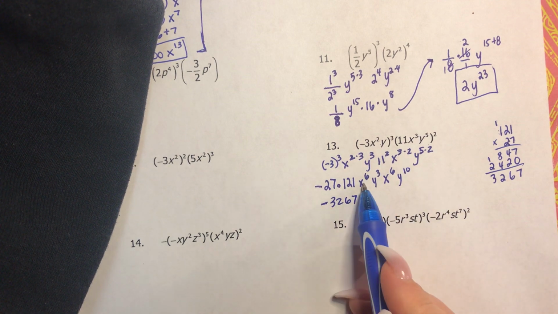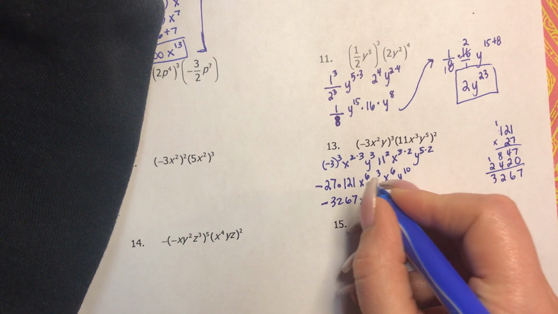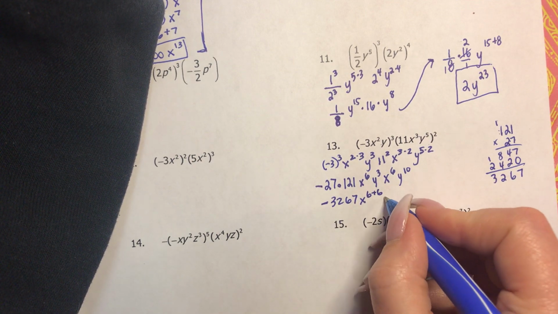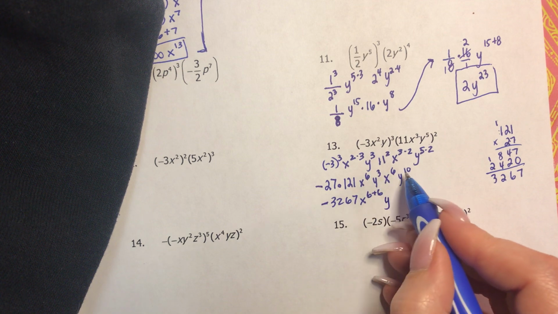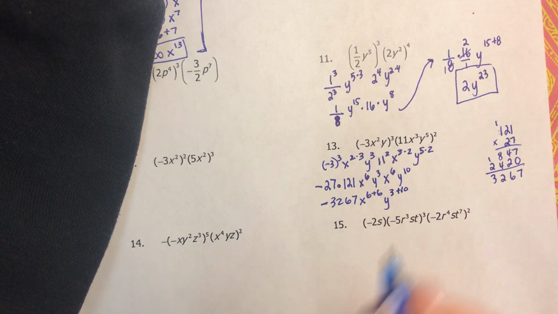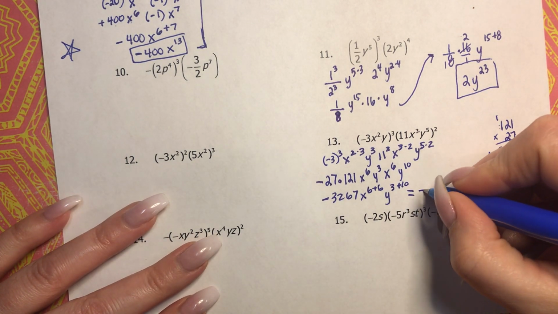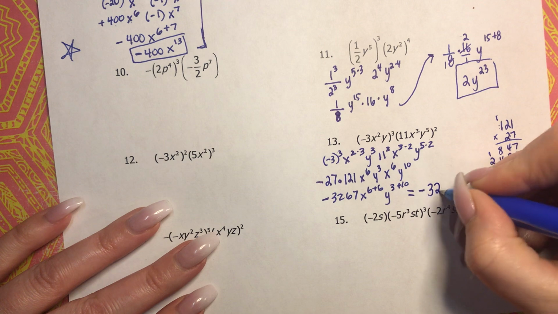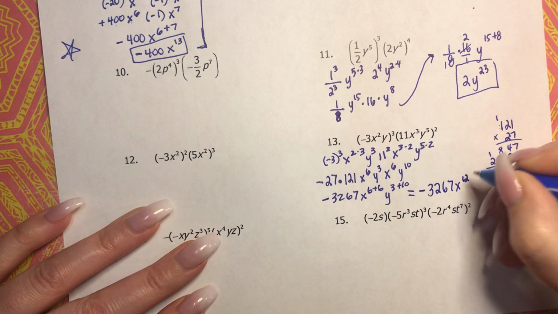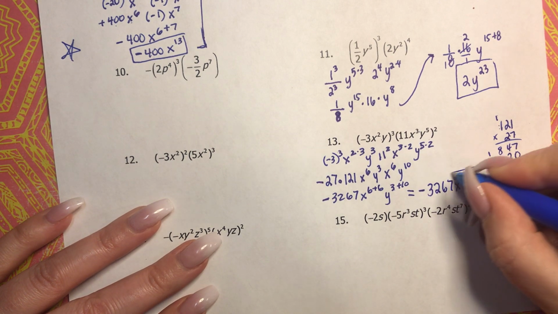3,267. And we have the same base, so we have x to the 6 plus 6, right? Same base multiplied, the product rule, which means you add the exponents. And then y to the 3, they're multiplied, right? So we do the product rule, we add the exponents. And that means we end up with negative 3,267. X to the 6 plus 6 is 12th power. Y to the 3 plus 10, which is 13th power.